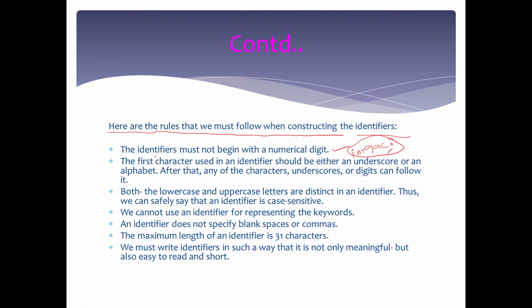So the identifiers must not begin with a numerical digit. Are you people clear with this point? The first character used in an identifier should be either an underscore or an alphabet. After that, any characters, underscores or digits can follow, so we can assign like this. If I declare int a, this is the correct declaration. But when I give int 9a, the compiler won't compile this code and it will show an error.